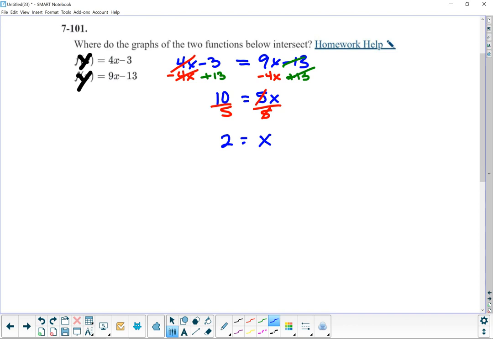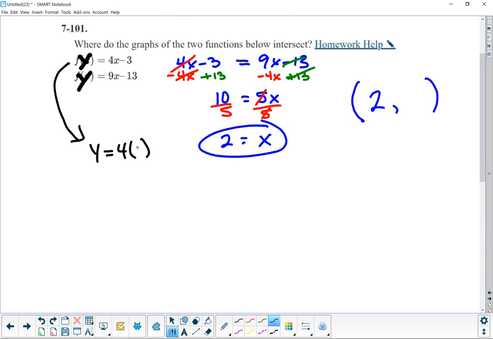So that means this graph is going to intersect at x equals 2. We still need the y. So we need to use either one of these equations. I think I'm going to use the top equation because the numbers look smaller. So y is equal to 4, and then instead of x, I'm going to put in 2 because I found out x was 2. So instead of 4x, 4 times 2 and then minus 3. Don't forget your minus 3. So y is equal to 4 times 2 is 8 minus 3. So y is equal to 5. So we know that the answer is 2 comma 5.